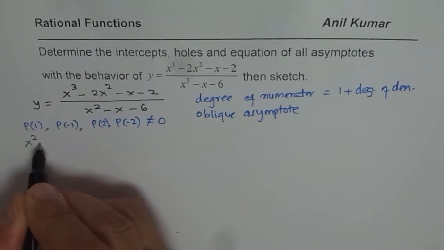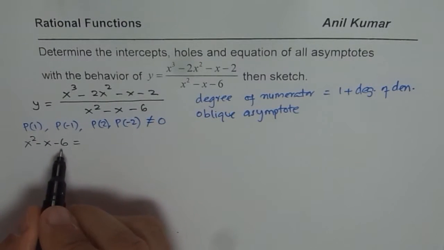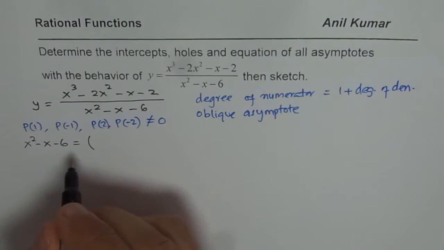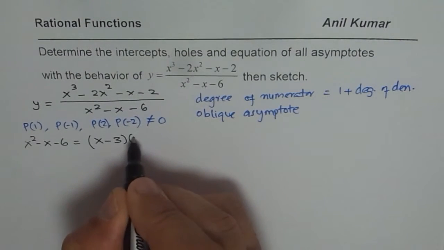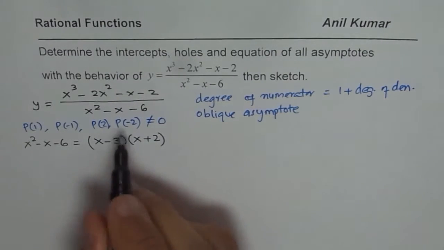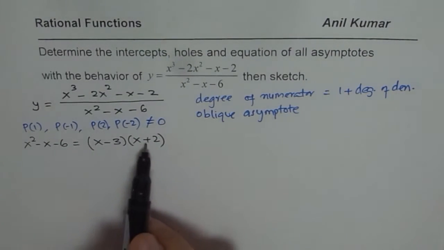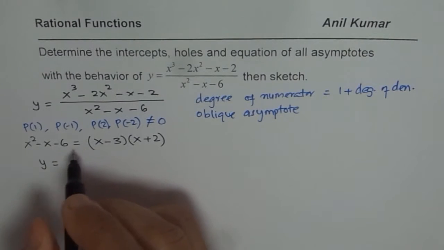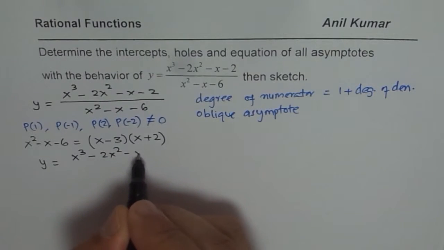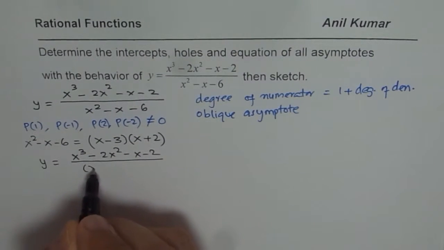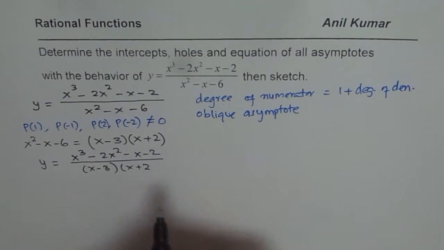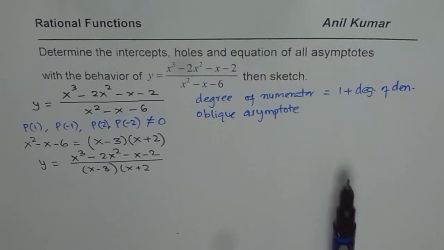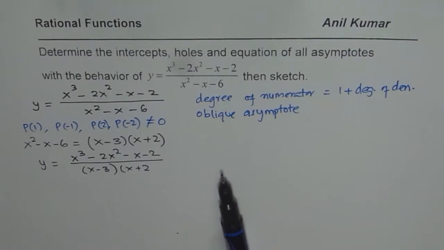The denominator is x squared minus x minus 6, and we need product minus 6 and sum minus 1. So that could be factored as x minus 3 times x plus 2. So that is the denominator factor, correct? That definitely gives us at least two vertical asymptotes. The numerator is x cubed minus 2x squared minus x minus 2, divided by both these factors. Actually, I want to leave this space for sketching the graph, so I'm not writing a lot, but anyway, we get two vertical asymptotes.